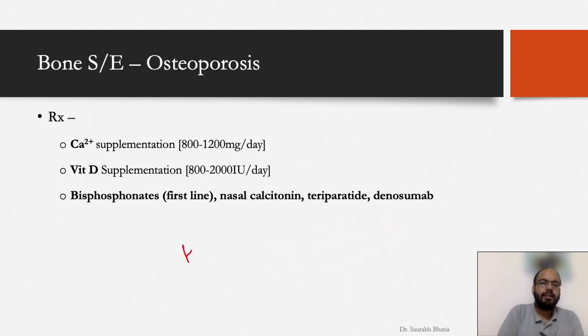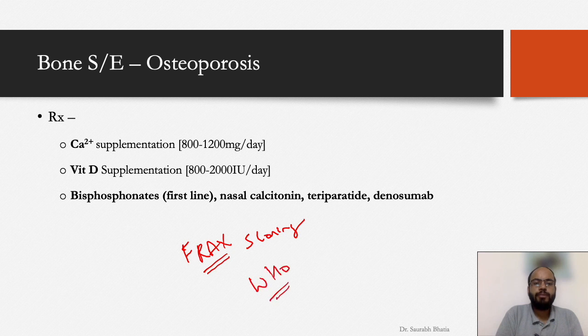Another thing that was asked of me in my residency: what is FRAX scoring? So FRAX scoring is a score developed by WHO to find out the fracture risk in a patient, and that is general fracture risk. That means age related, gender related, not particularly because of steroids.